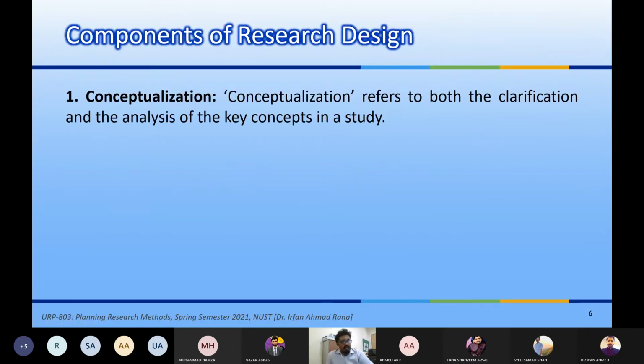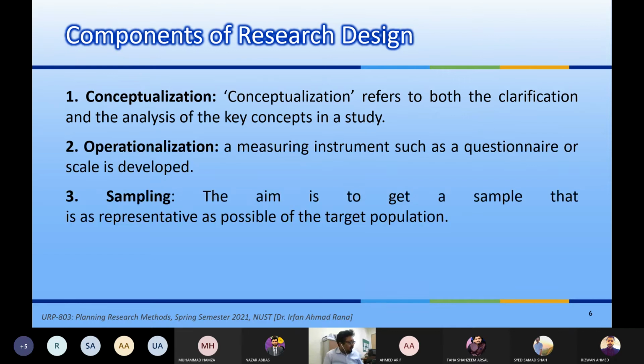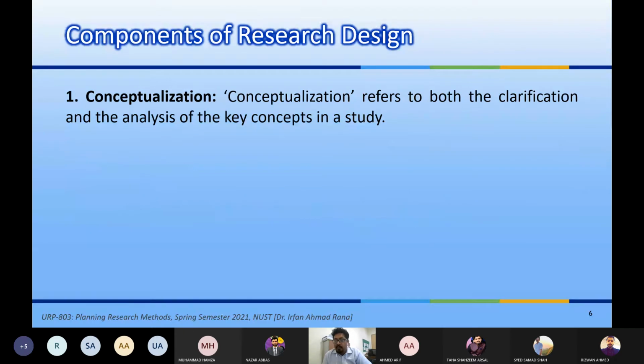Components. There are three major components of research design. First is conceptualization. Now, what is conceptualization? You might have heard about it. The same word is understood in different meanings. Like sustainability, I've talked about in the class as well: what does the word sustainable or the word infrastructure mean to a planner, an engineer, or someone else?